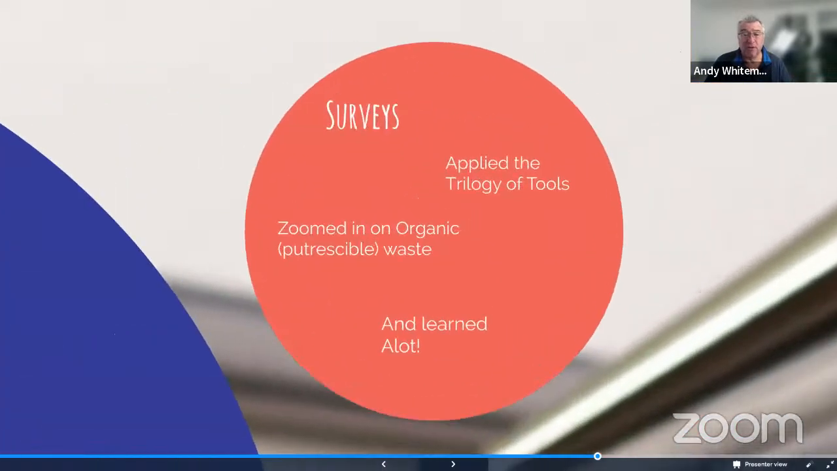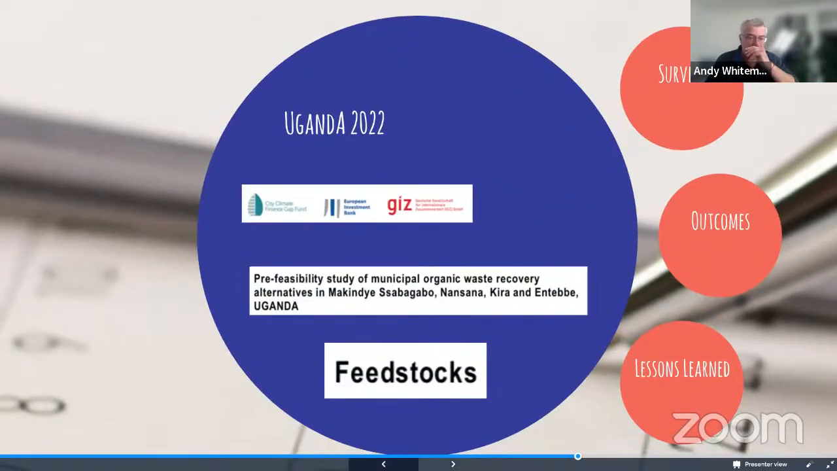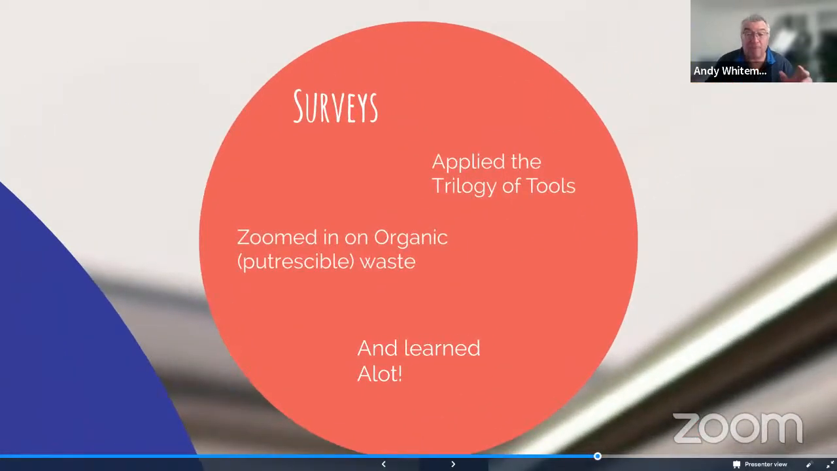And in order to do this, notice, by the way, the title of this project, I didn't put it on there. It was a climate finance focus, not plastic pollution in the ocean. So this money was coming from climate financing. When you talk about climate financing, you have to look at the organics. The organics, certainly in lower and middle income countries, are the predominant proportion of the municipal solid waste stream. We have a different focus. So yes, we applied the trilogy of tools as we do, but we were really zoomed in on organic putrescible waste.